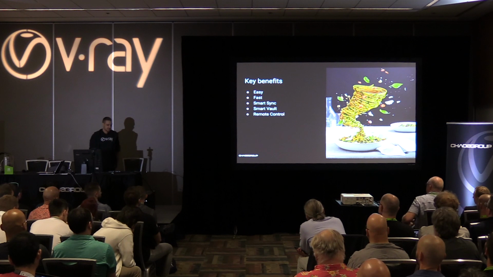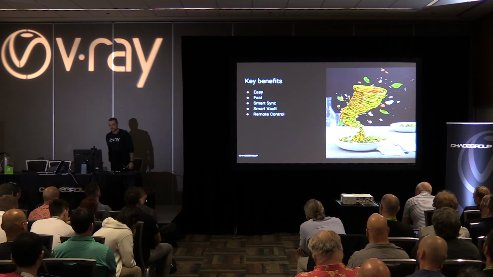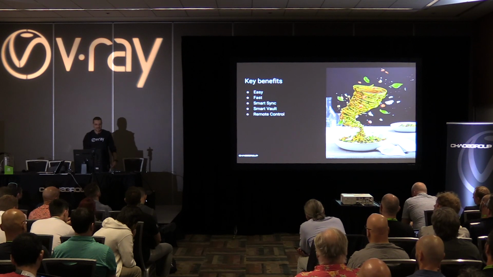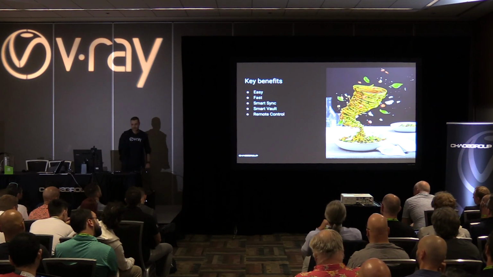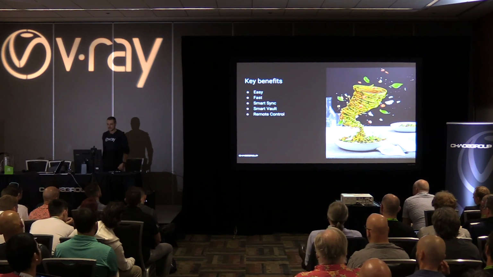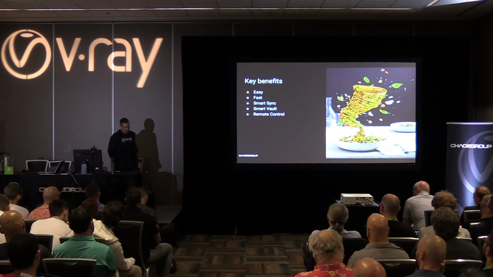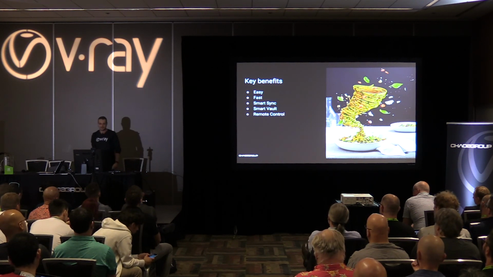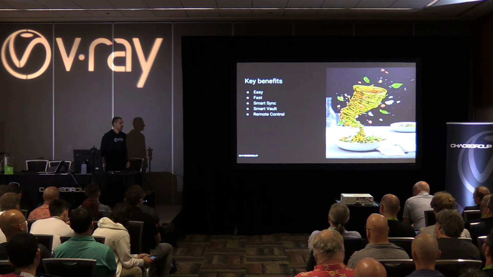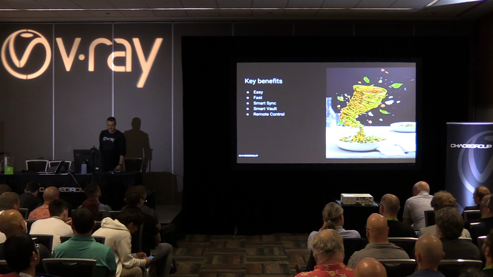Obviously, it can render not only still images, it can render animations as well. But the main goal for us was to make this cloud system as easy as possible. There is no complicated setup of virtual machines or accounts or anywhere. You just use your regular Chaos Group account. And when you register for the beta, we give you a certain amount of cloud credits. And once you run out of credits, you can request more. So we encourage you to do that.